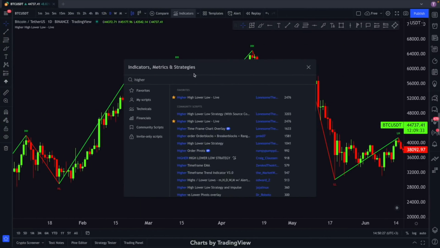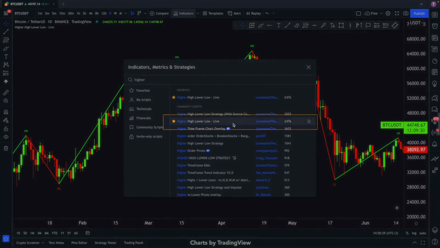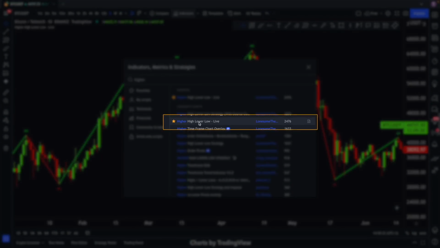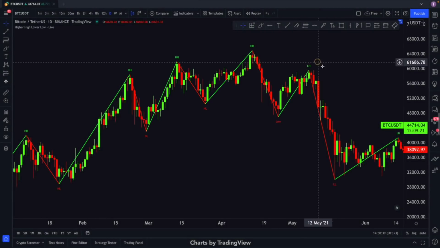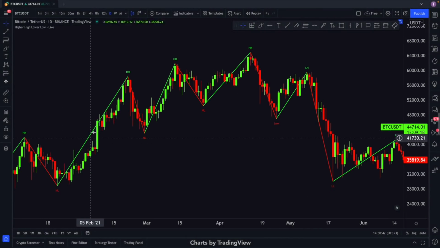The first indicator is one of my top TradingView indicators. I simply cannot live without it. It's called Higher High, Lower Low, Live. So what does it do? Actually quite simple, showing me the market structure and swings.